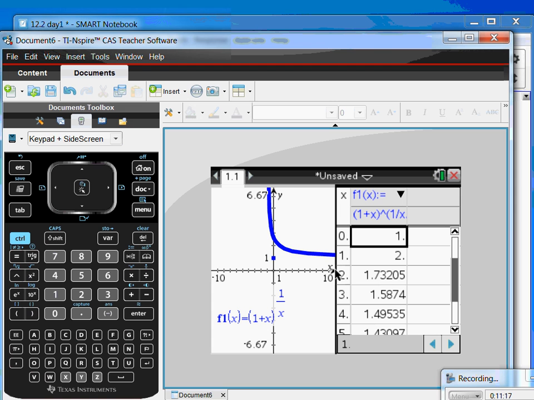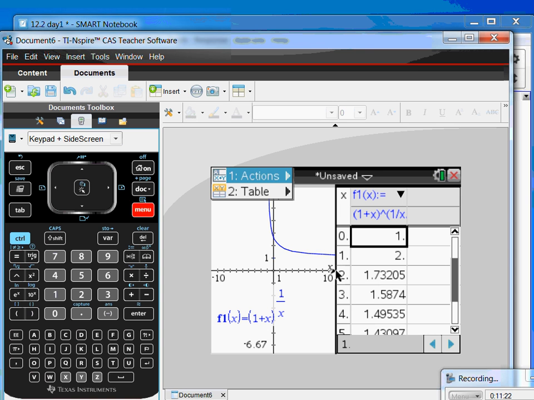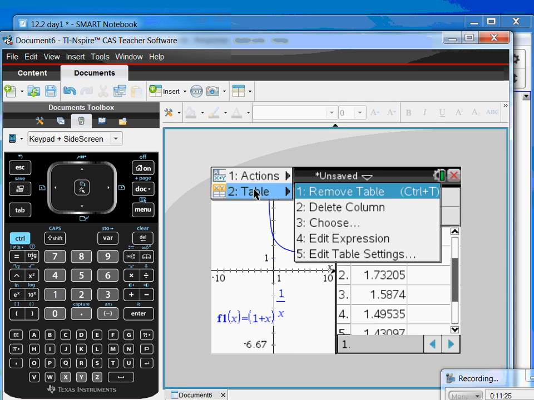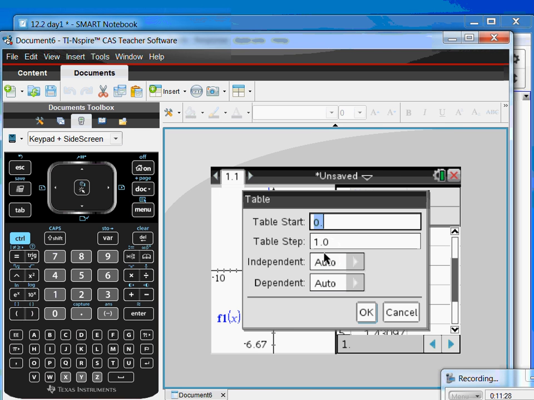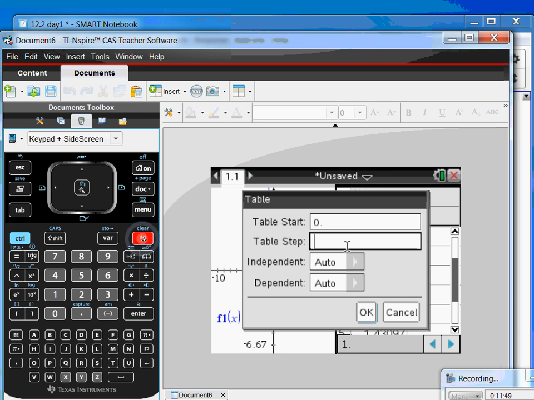So what we do is go to our menu, Table, and then Edit Table Settings. In the first part where it says Table Start, that's where we want to have what x is approaching. It's always going to default here to 0. And in this case, we're looking at the limit as x approaches 0, so that's perfectly fine. Down here in Table Step, again, we don't want to look at the integers going from 1 to 2 to 3. Instead, we want to look at something a little bit smaller. So change that to 0.001. So now you'll be looking at really, really small ones as we get closer and closer to our limit.